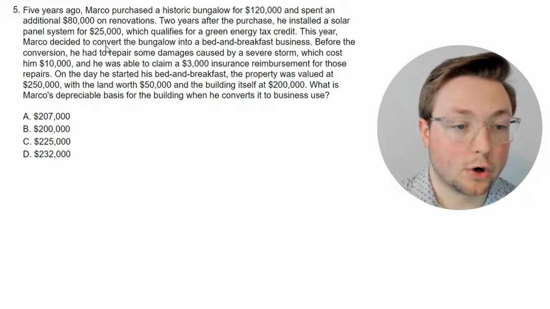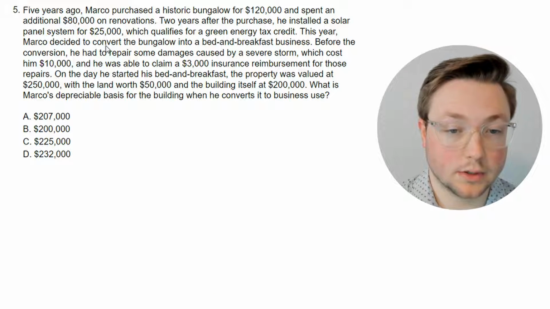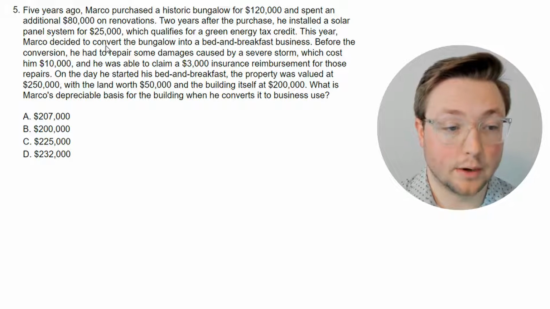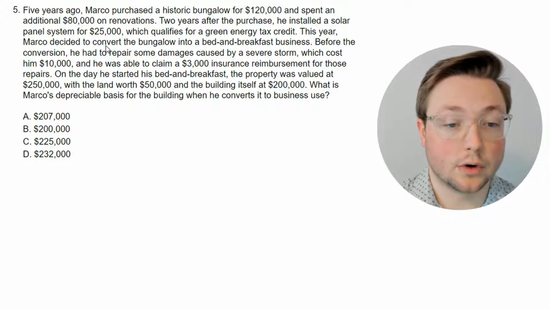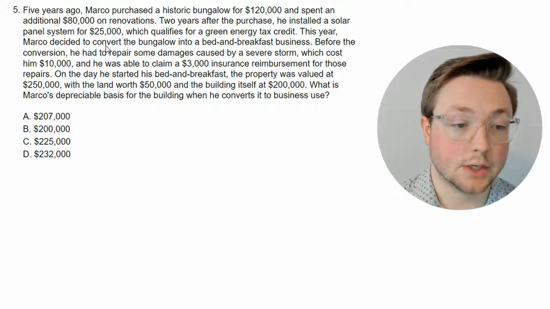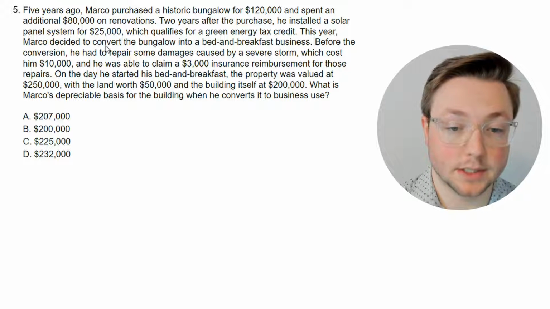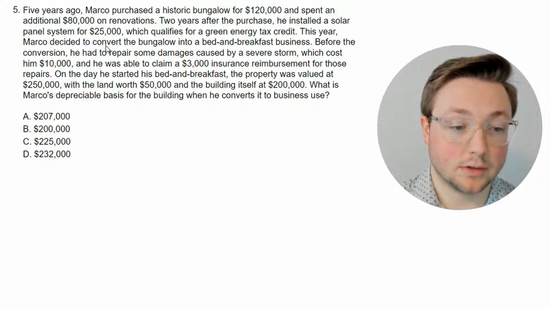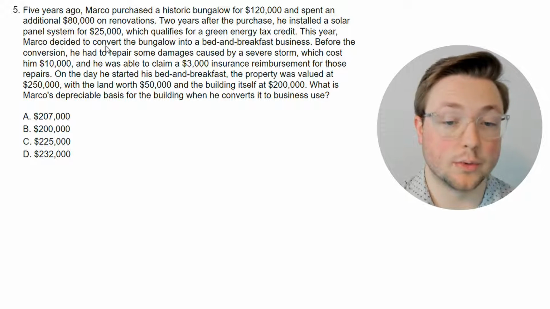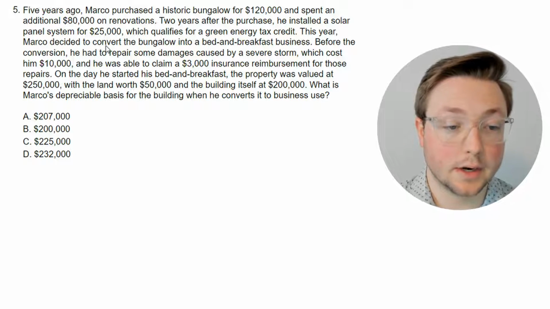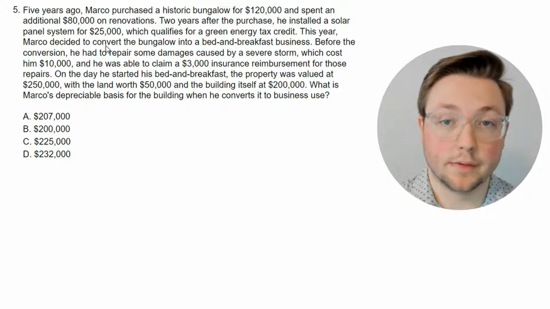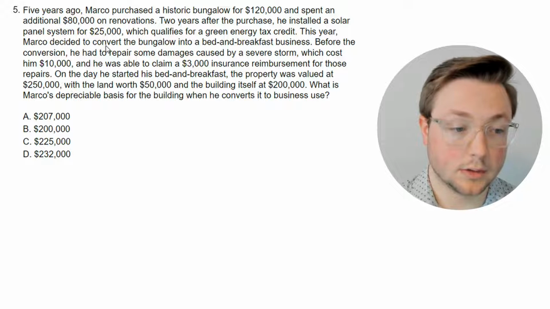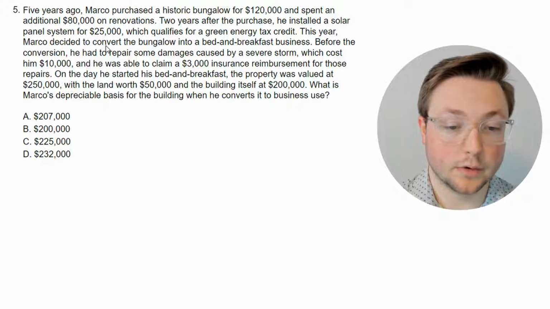Okay, 5 years ago, Marco purchased a historic bungalow for $120,000 and spent an additional $80,000 on renovations. 2 years after the purchase, he installed a solar panel system for $25,000, which qualifies for a green energy tax credit. This year, Marco decided to convert the bungalow into a bed and breakfast business. Before the conversion, he had to repair some damages caused by a severe storm, which cost him $10,000, and he was able to claim a $3,000 insurance reimbursement for those repairs. On the day he started his bed and breakfast, the property was valued at $250,000, with the land worth $50,000 and the building itself at $200,000. What is Marco's depreciable basis for the building when he converts it to business use?